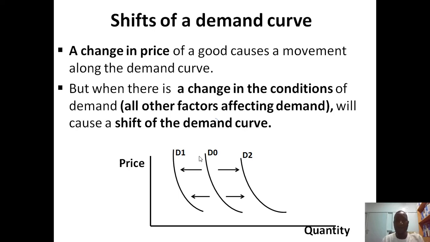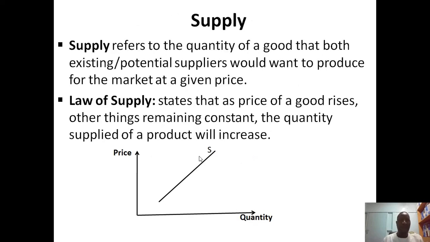Let's move on and look at supply. What is supply? Supply refers to the quantity of a good that both existing and potential suppliers would want to produce for the market at a given price. The law of supply states that as the price of a good rises, other things remaining constant, that is ceteris paribus, the quantity supplied of a good will increase. In other words, there is a positive relationship between the price and the quantity supplied. And so we have an upward sloping line for the supply curve.